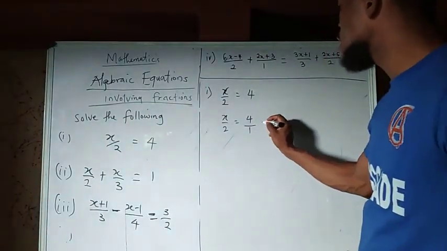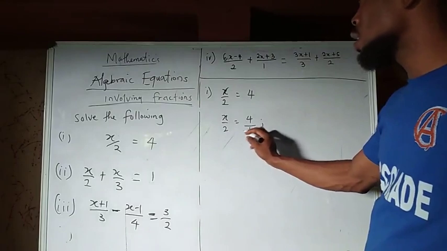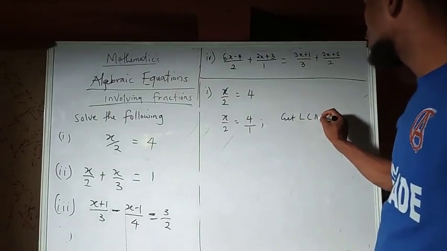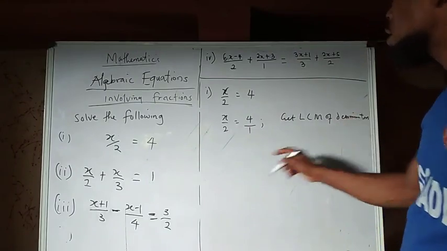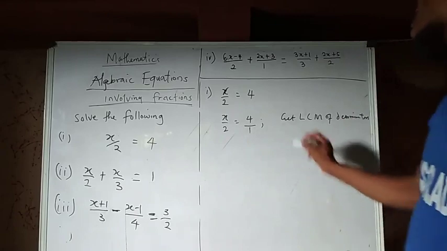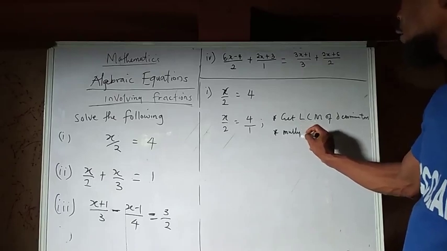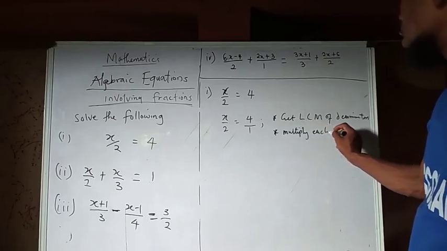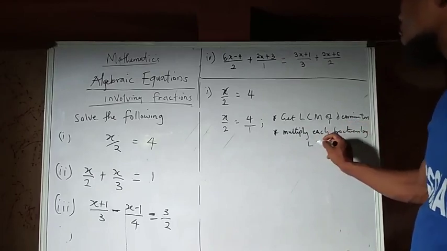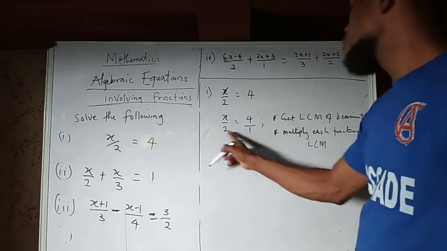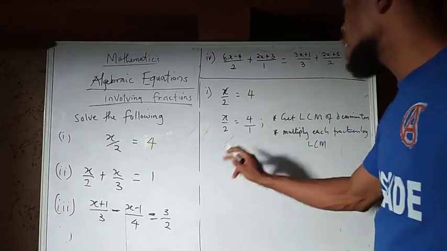One way of doing this is to get the LCM of the denominators. So we say get LCM of denominators. The LCM of 2 and 1 is 2, right? So we use the LCM, which is 2 in this case. We'll multiply each fraction by the LCM. So now, the LCM of 2 and 1 is 2, so we use the 2 and multiply each of the fractions.